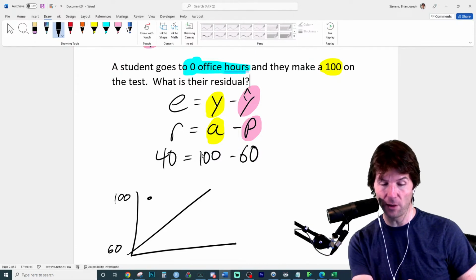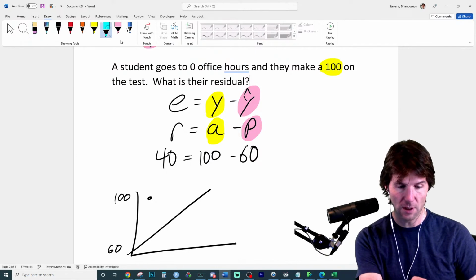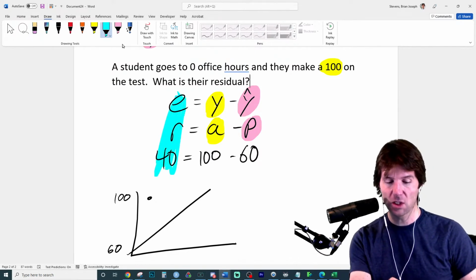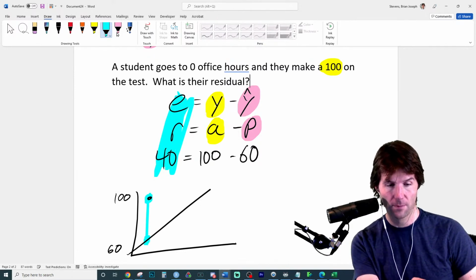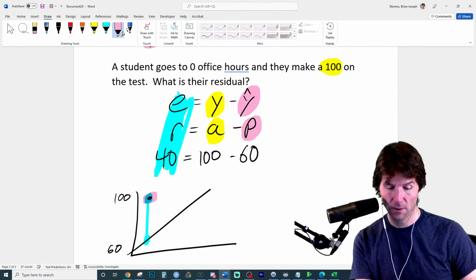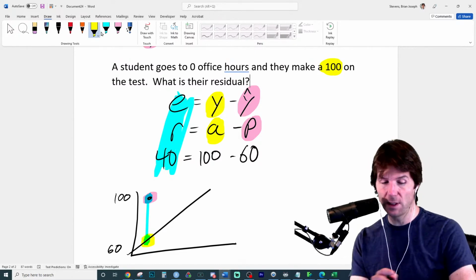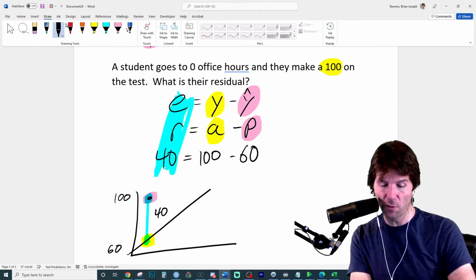Explain to me the value. We'll highlight residual here. Explain to me what this residual means right here. And that is their predicted value, rather. And this is their actual. Explain to me this value of 40 and what it means that it's 40.